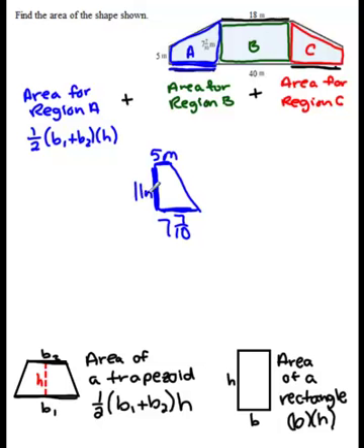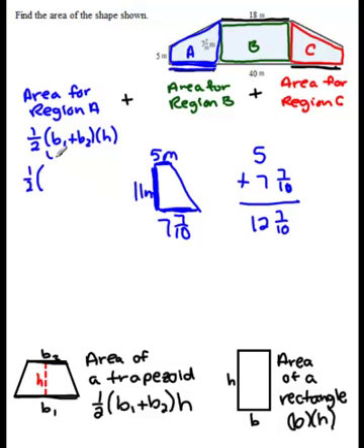So we have all of the parts and pieces to plug into our formula so we can find the area for that region. We have 1/2 times the two bases added together, so we have to take 5 plus 7 7/10, and that gives us 12 7/10.